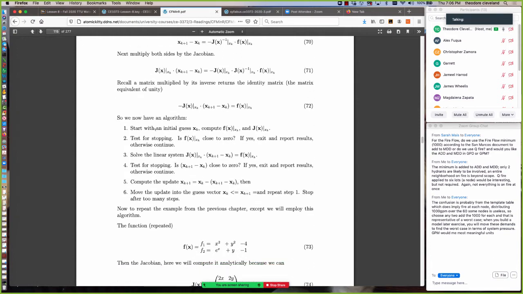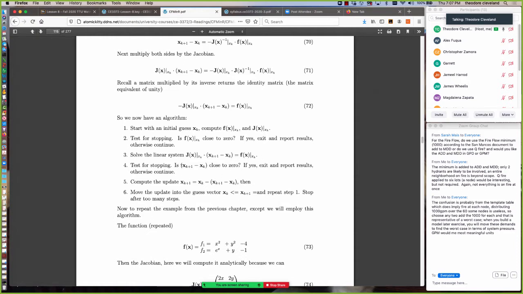So here it is in terms of steps. We would start with some initial guess, compute the function, compute the Jacobian. We would then test if there's any point in continuing. So is f of x close enough to 0? If yes, you exit. If that's not the case, you continue. Then we solve the linear system minus Jacobian of x. There's a sign error here. There should be a minus sign right there. Times the change in x values equals f of x.